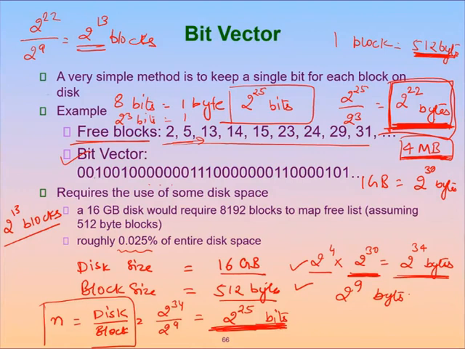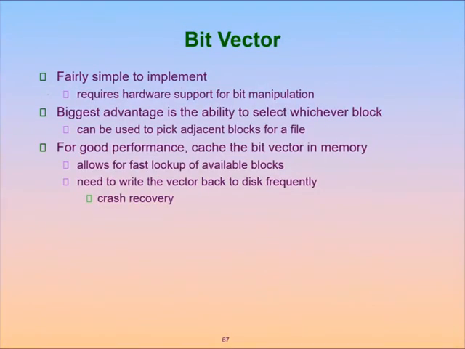So basically, you have to search for the first one that you will encounter. Okay, so pros and cons, we will be coming to that. So bit vector is fairly simple to implement. Okay, and it requires hardware support to do bit manipulation. And if we have the hardware support, you can directly go to that particular bit or the block which is free. Okay, that you can do.